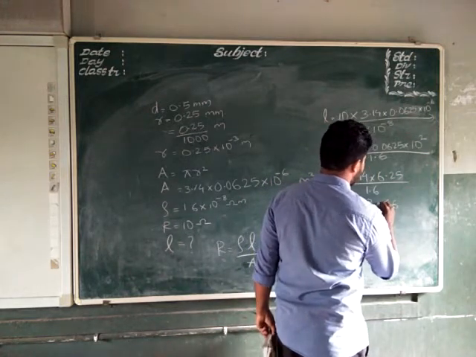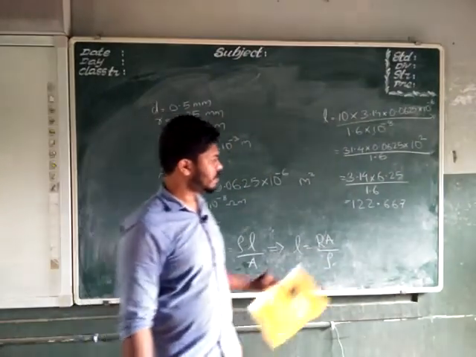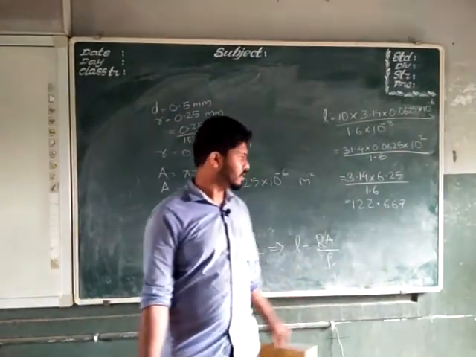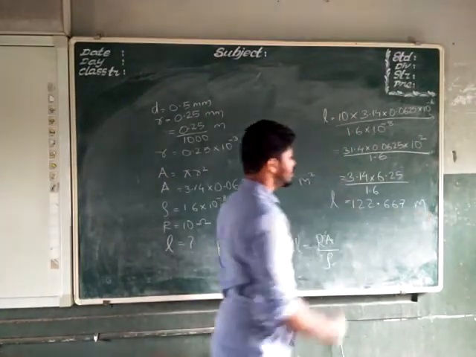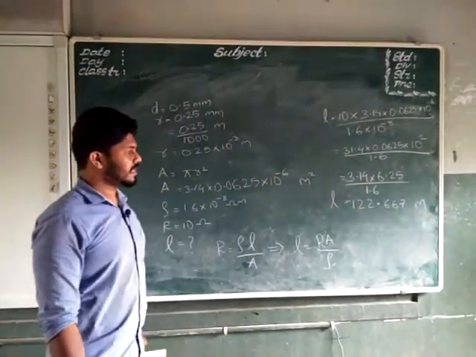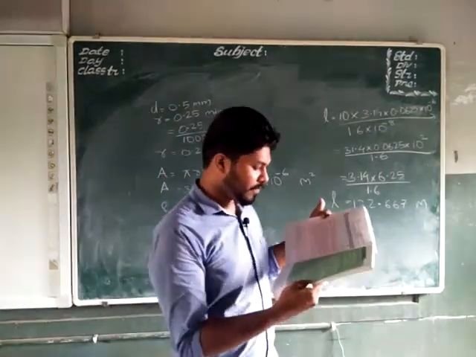The answer will be 122.66 or 67, something like that. You get 122.7 or 122.6. So you will get an answer in this range, and its unit is meter. So that's the answer, length. And there is a sub question also. Don't miss that question.